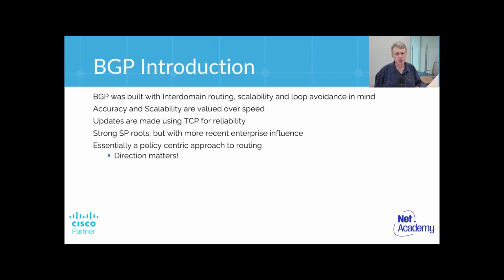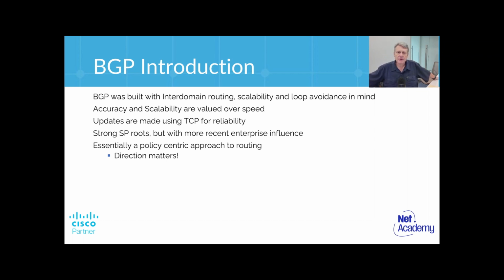I need to make sure that I'm really strong with inter-domain routing capabilities, and I certainly don't want any loops. I achieve these things by valuing accuracy and scalability over speed, right? If it takes me a while to converge, that's fine. If it takes me a while to determine a neighbor's gone down, that's fine. I'd rather be accurate and scalable. Also, in BGP, our updates are typically made using TCP, so it's a reliable update mechanism, right?